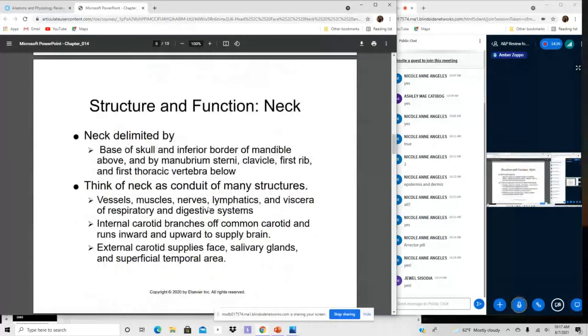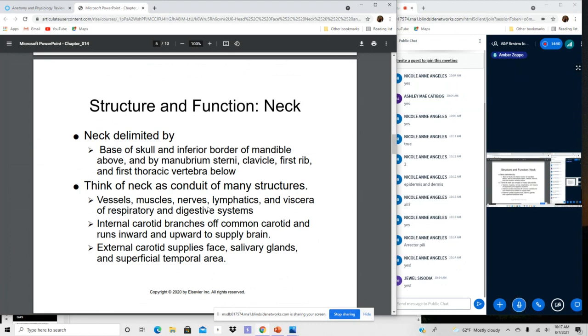So the next thing that we're going to go over is the neck. The neck is delimited by the base of the skull and the inferior border of the mandible above. Think of the neck as the conduit of many structures. Inside of the neck are vessels, muscles, nerves, lymphatics, and the viscera of respiratory and digestive systems.